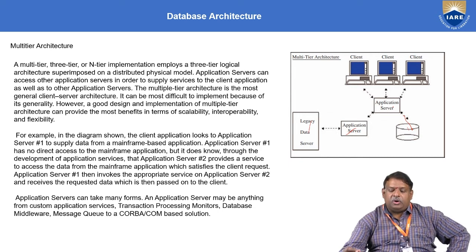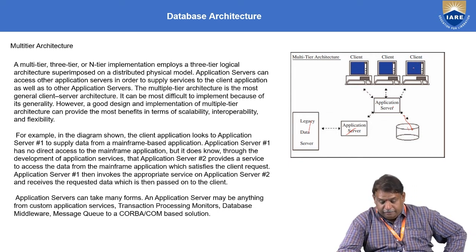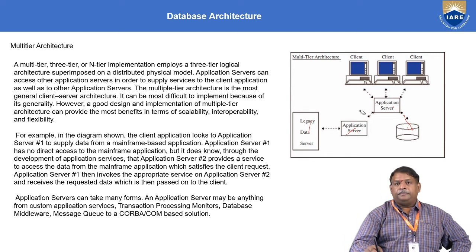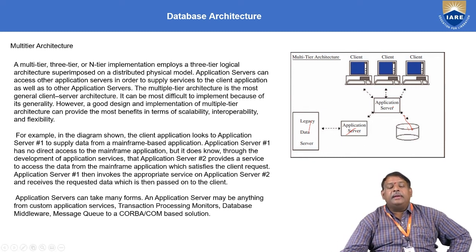See, your client will place a request that it wants data from this legacy database. Directly, application server 1 cannot communicate with the legacy database server, so it has to contact application server 2, which has access to the legacy system. So directly from the legacy system, the data is sent to application server 2. Server 2 will supply the data to application server 1, and this will give the information to the client. The application servers can take many forms.